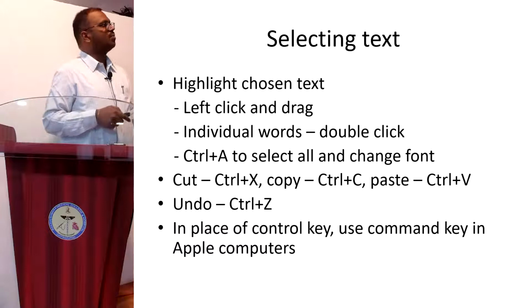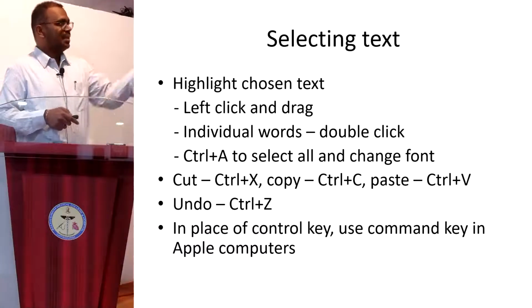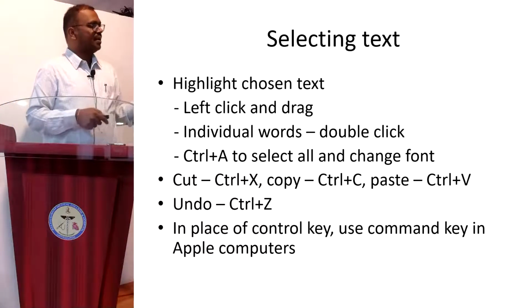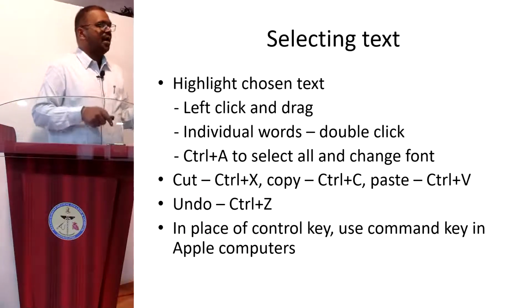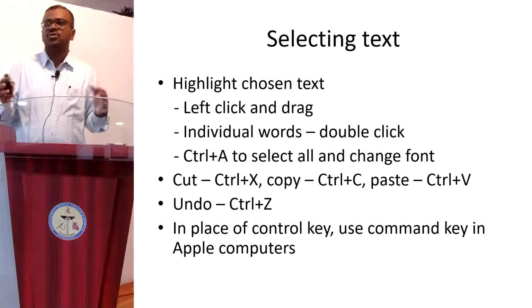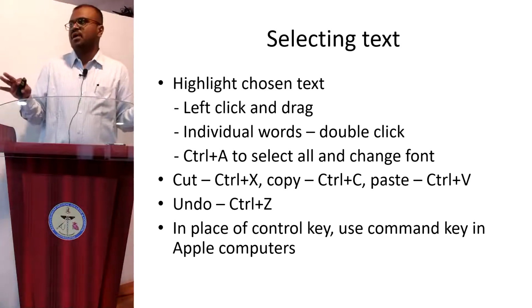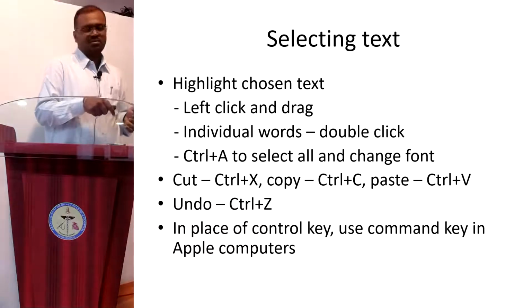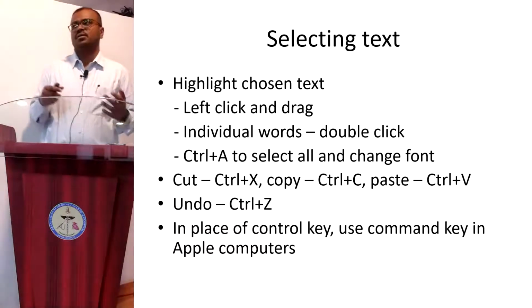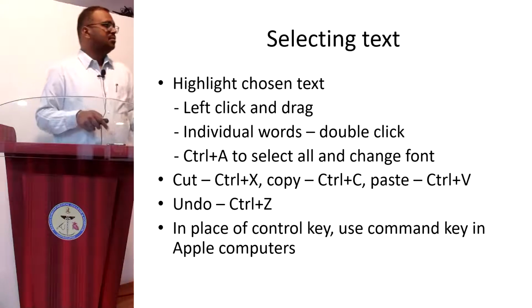So, selection of text, I told you all these: highlighting with left click and drag for individual words, double click, control plus A. I told you all these things. And undoing. If you have written something and you have to undo it, then control plus Z is the shortcut. I already told you in case of the control key.